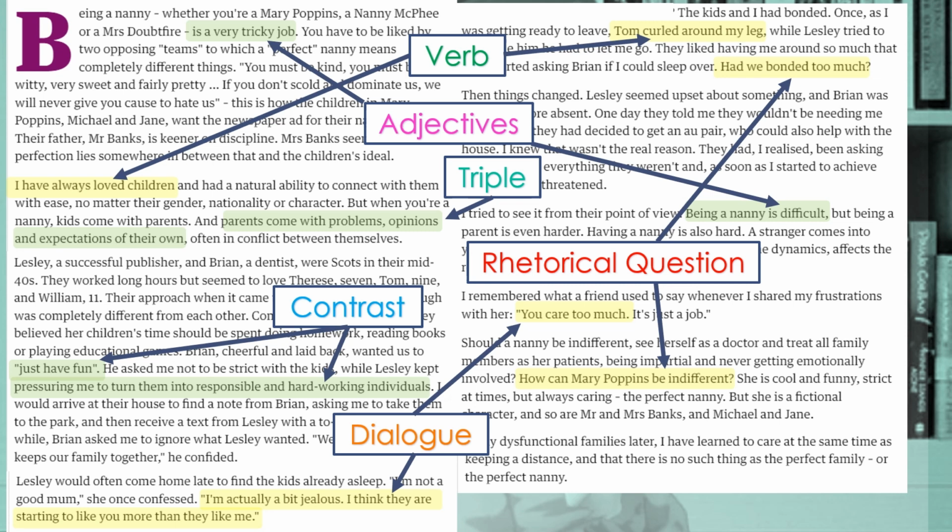When Leslie says, I'm actually a bit jealous, I think they are starting to like you more than they like me. And her friend saying you care too much. So this idea that should a nanny care deeply for the children that they look after, in terms of this Alberley text, it results in her dismissal as a consequence. So we can see lots of differences, but we can also see some similarities there with the views and attitudes expressed by Bronte and Alberley.